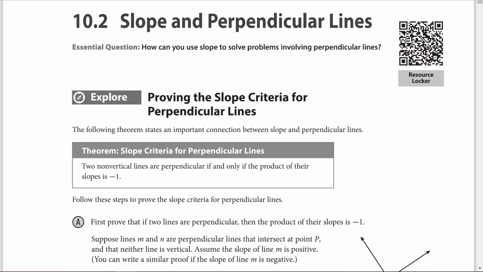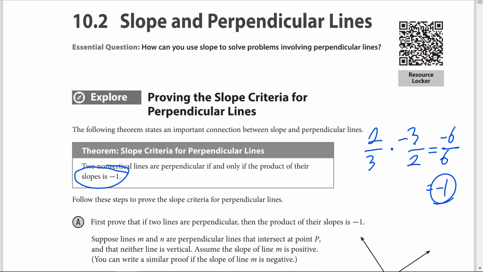And the way we would do that is there's two things to think about, two ways to do this. The first is if their slopes multiply to -1. So for example, if one line had a slope of 2/3 and the other one had a slope of -3/2, if I multiply those together, I get -6 over +6, which becomes -1. That is one way to prove that lines are perpendicular.